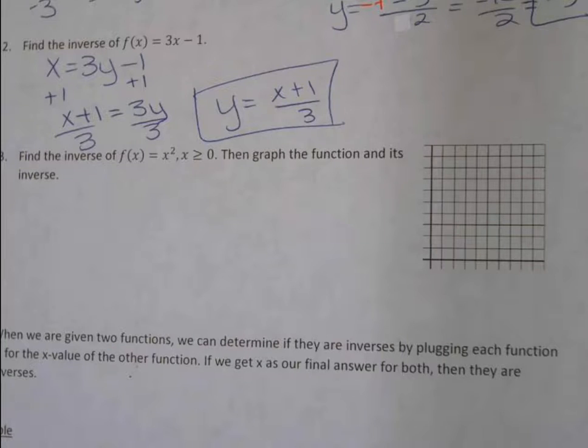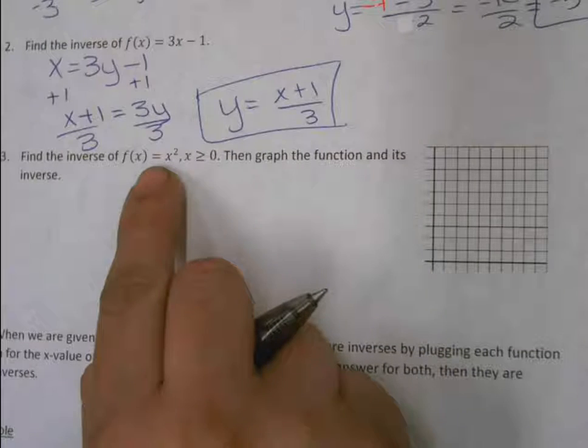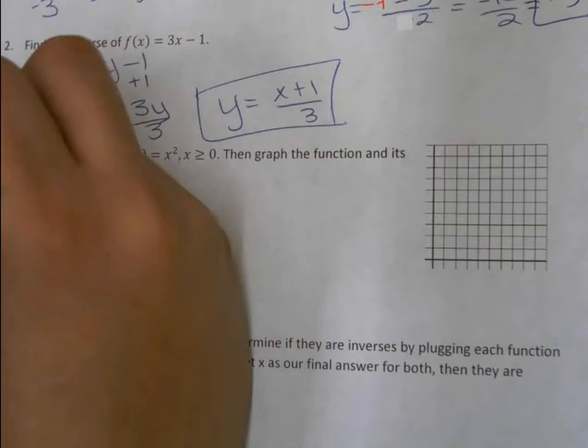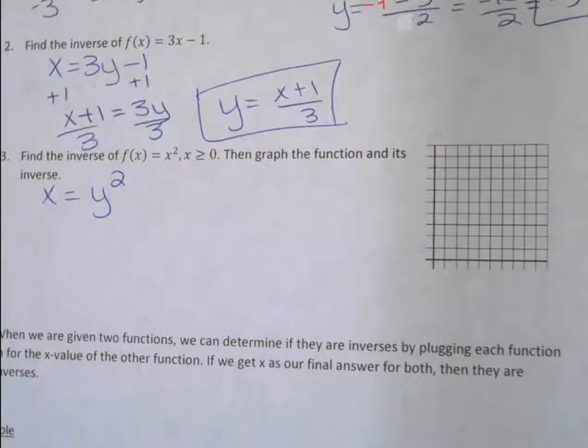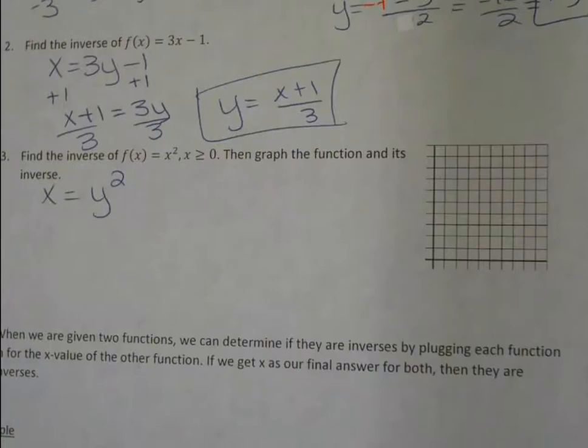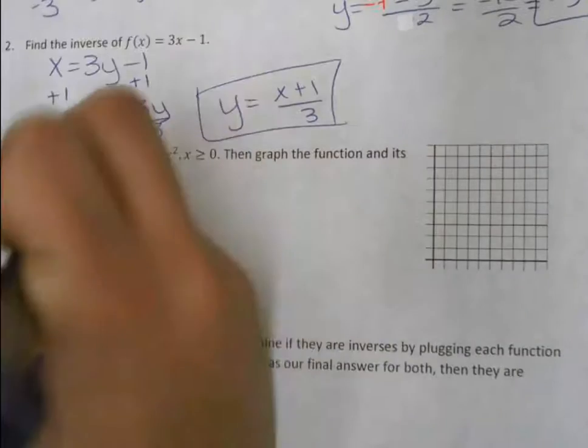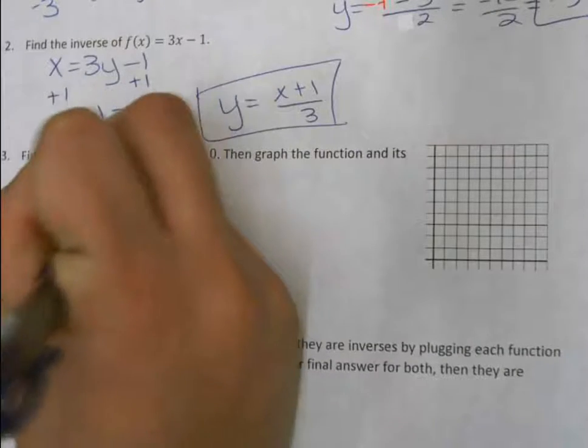Okay, number 3. It wants me to find the inverse of f of x equals x squared. So I switched my x and y, so it's going to be x equals y squared. How do I get y by itself? Square root. So then I get y equals the square root of x.